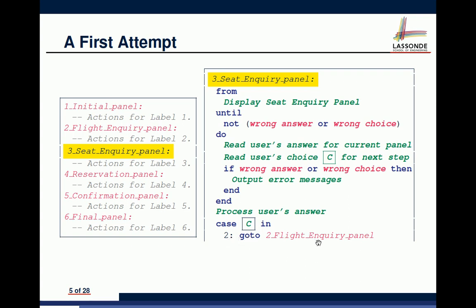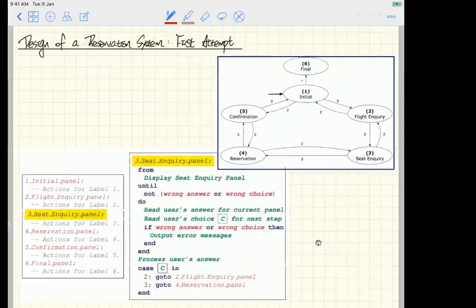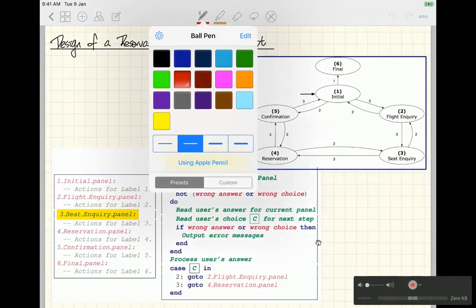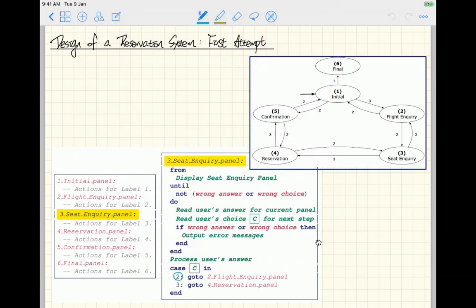If the user says, now I'm in state number 3, I want to go to state number 2, that means I want to do the following. Okay, I'll show you this. Conceptually, you can think in this way. I'm talking about this choice specifically.